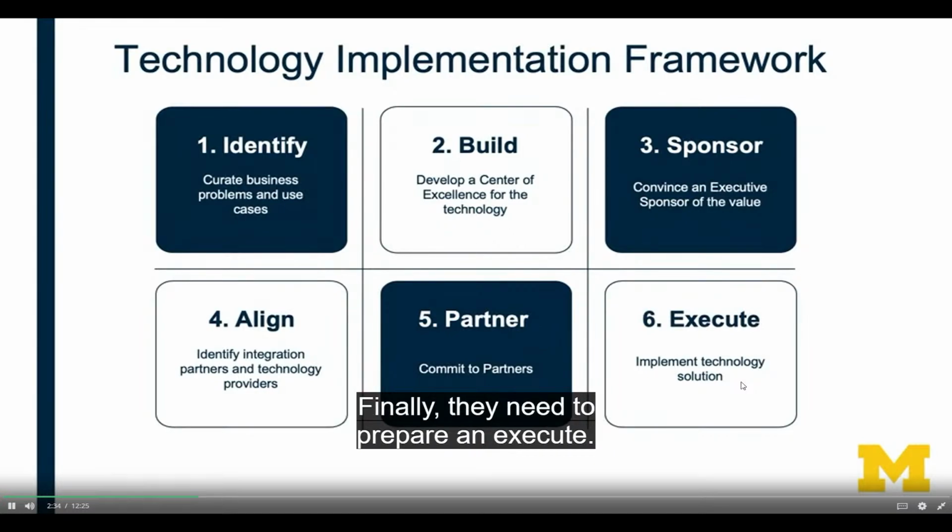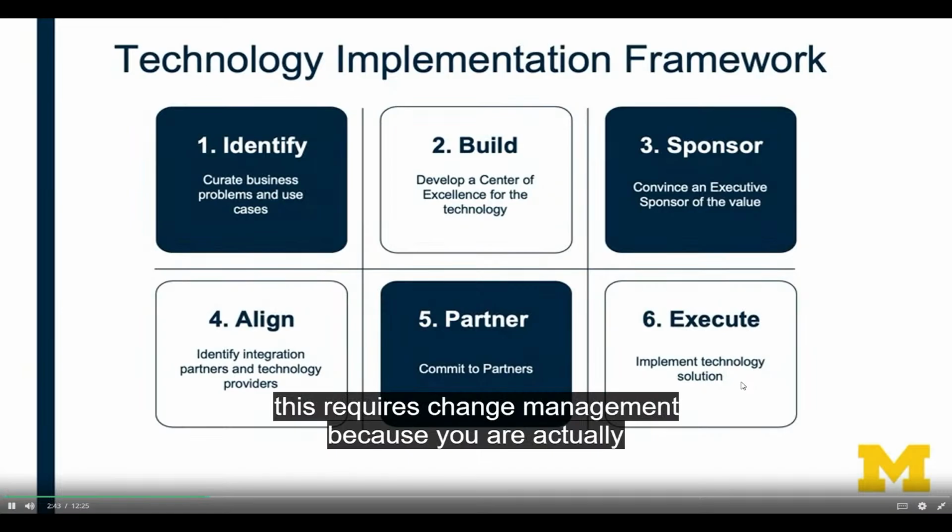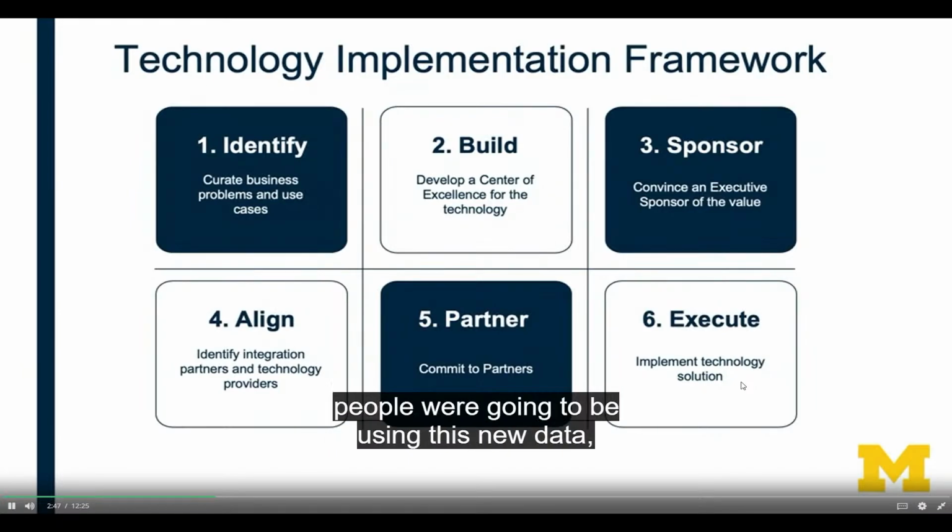And finally, they need to prepare and execute. In other words, as in any other technology application, this requires change management, because you're actually expecting to change the behavior of people who are going to be using this new data. They're going to be looking for opportunities to optimize and improve business processes. But unless you have a methodical approach to manage this change, it is not going to happen.